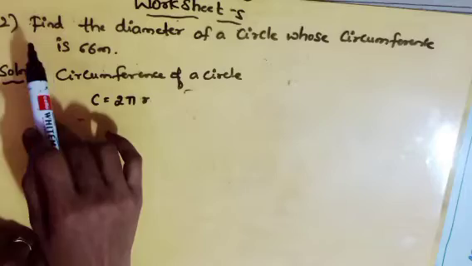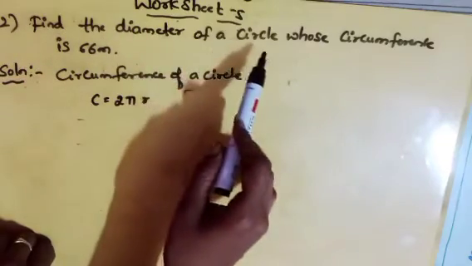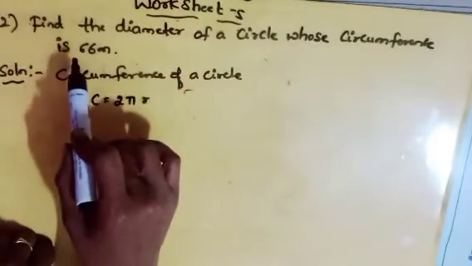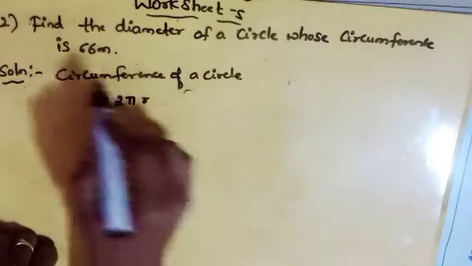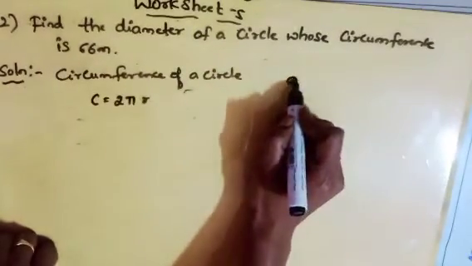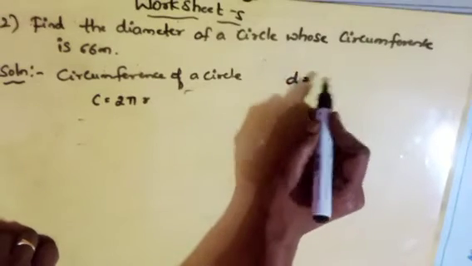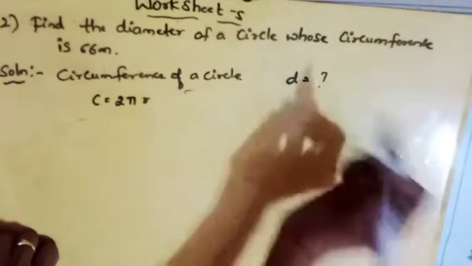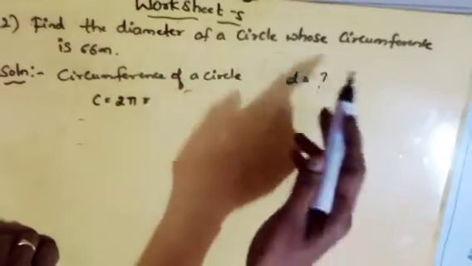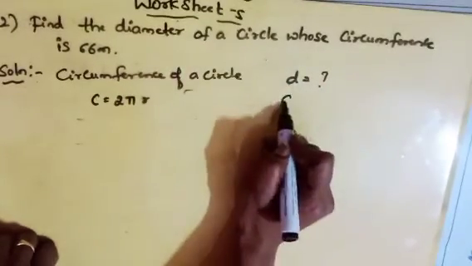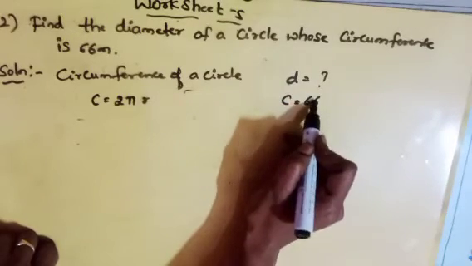Second one. Find the diameter of a circle whose circumference is 66 meter. So first let us write the given. We have to find the diameter of a circle. D equals how much, we have to find it. And circumference is given, that is C equals 66 meter.